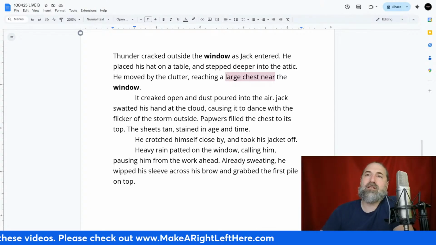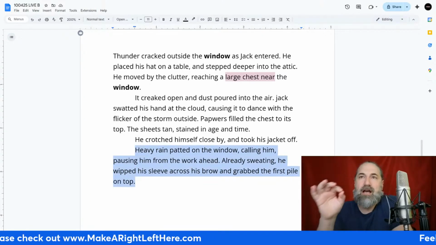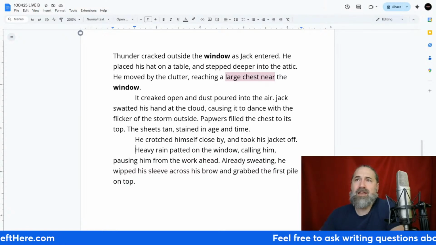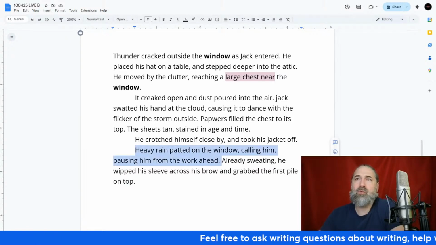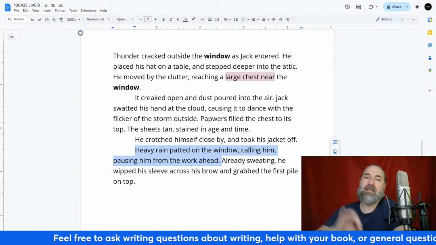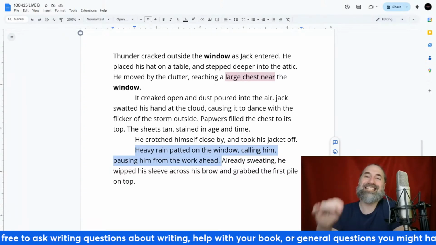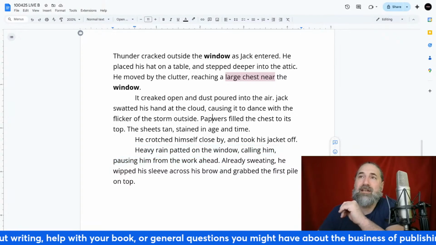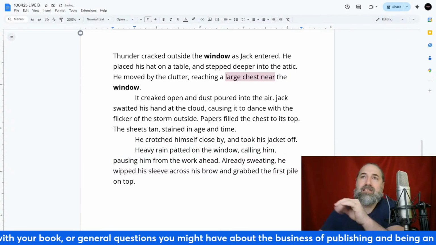In these beats, if you notice, I'm trying to connect it to forward momentum. Heavy rain pattered on it, calling him, pausing him from his work ahead. That's character development and work ahead, meaning he has work ahead. He's here to do something. We haven't even mentioned that he's an investigator yet in this version.